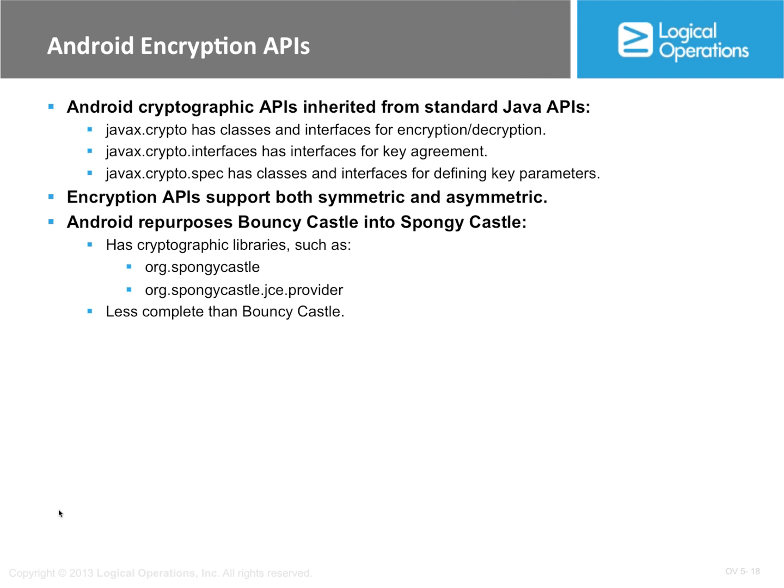Of note here, and I think I missed highlighting it on this slide: the encryption API supports both symmetric and asymmetric, and it repurposes Bouncy Castle into Spongy Castle. On your notes there, highlight those two. Supports both symmetric and asymmetric, and repurposes Bouncy Castle into Spongy Castle. That's real good test fodder, if you will. Should be worth at least 1 or 2 points for you on the exam.